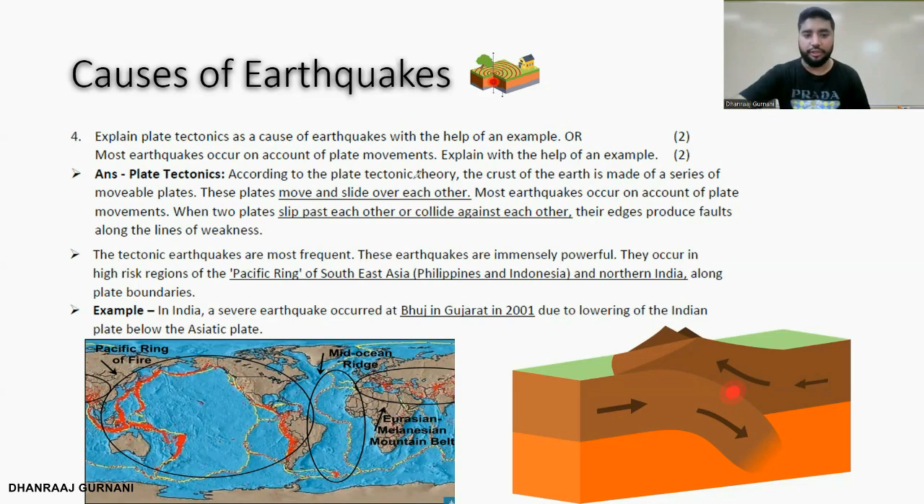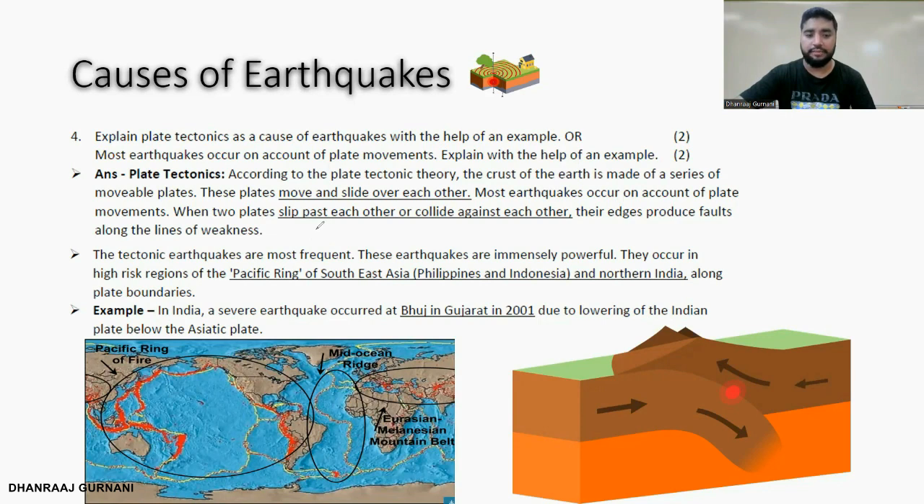According to the plate tectonic theory, the Earth's crust is made up of a series of movable plates. These plates move and slide past or over each other. Most earthquakes occur on account of plate movements.